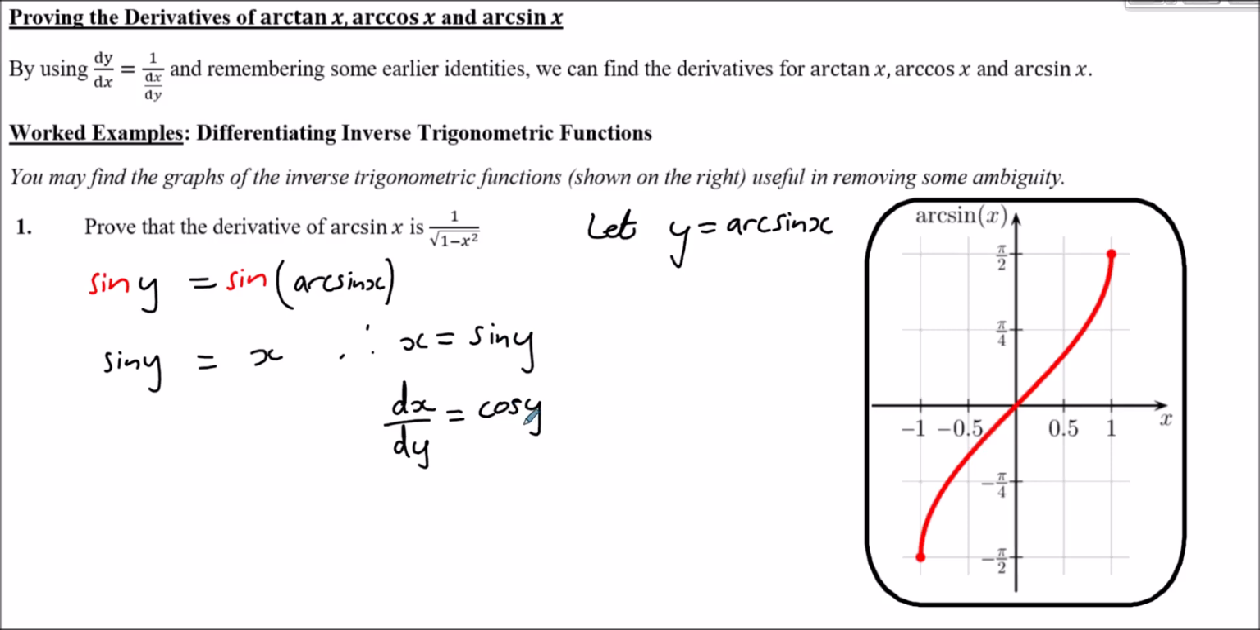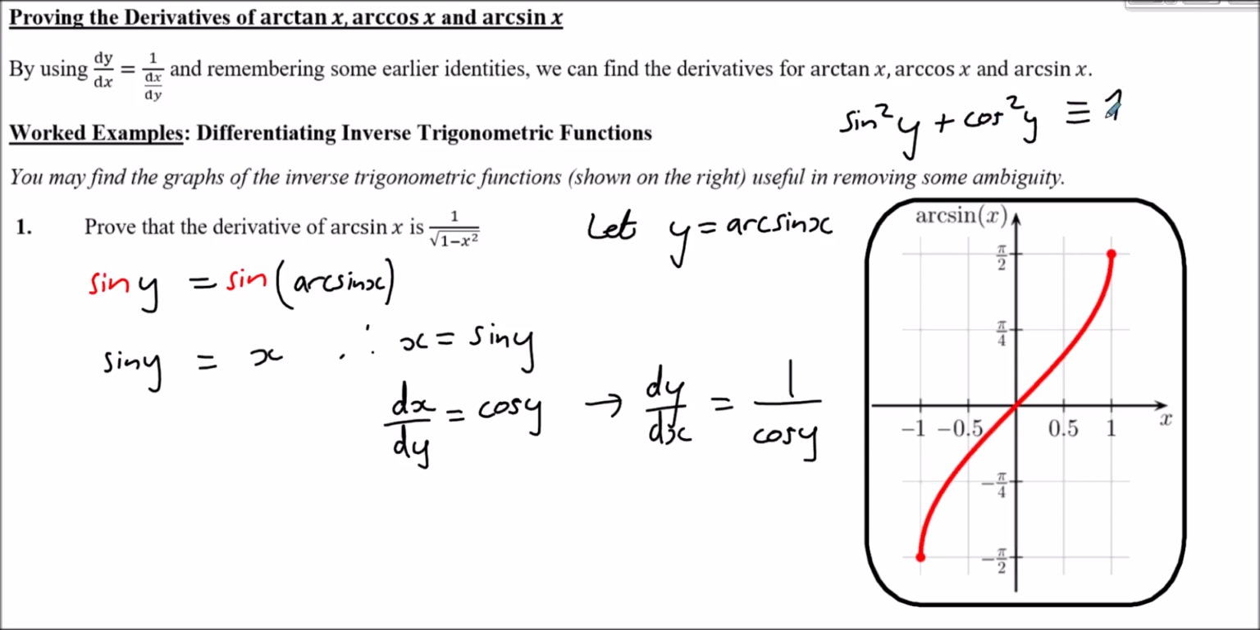So now what we do is reciprocate this. So if dx over dy is cos y, then dy by dx will be the reciprocal of cos y, which of course is 1 over cos y. Doesn't look anything like this yet. However, we just need to remember a very key identity. Remember, sine squared of whatever, in this case our variable's y, plus cos squared of y, the identity is that always equals 1.